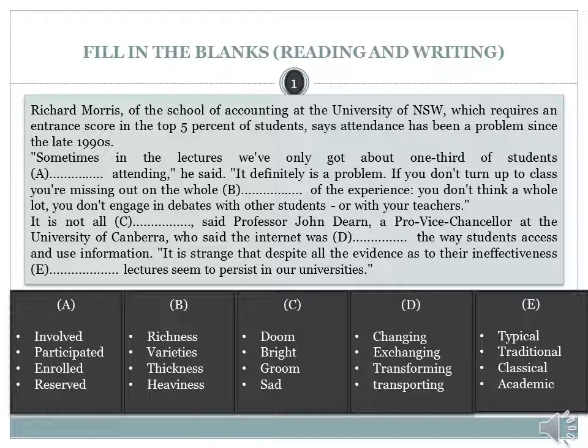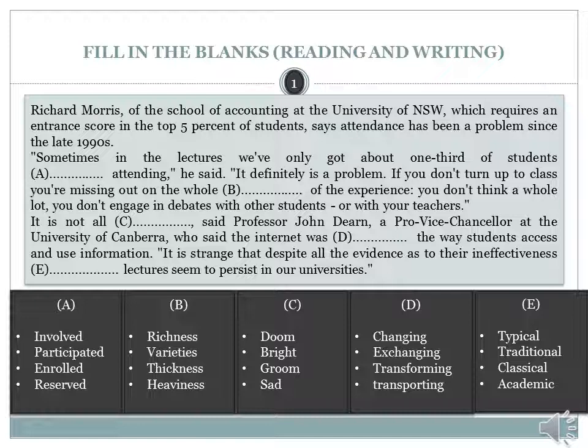Who are is silent, it is implied, it is not given explicitly, and therefore sometimes in the lectures we've only got about 1/3 of enrolled students attending. Another way to say that is 1/3 of students enrolled who are attending, right? So that just helps you see the sentence structure, and that's why the answer for the blank A was enrolled. I hope it is clear now. Good. Let's go to the second one.